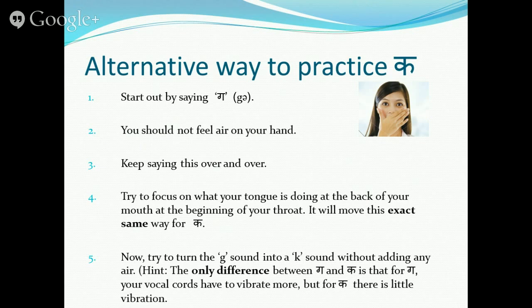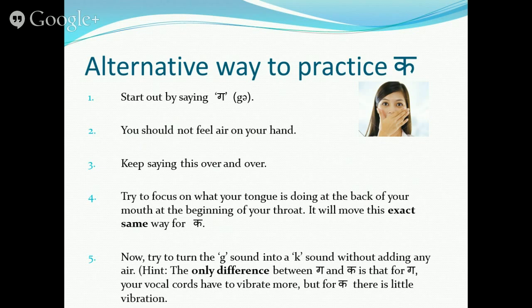You'll notice no air comes out. Now, what your throat is doing is basically the exact same movement as for ga. The only difference is that for ga, your vocal cords vibrate a lot, but for ka, your vocal cords don't really vibrate that much. But the movement that your tongue and your lungs have to do is going to be basically the same. It's only your throat, your vocal cords, that is not vibrating.